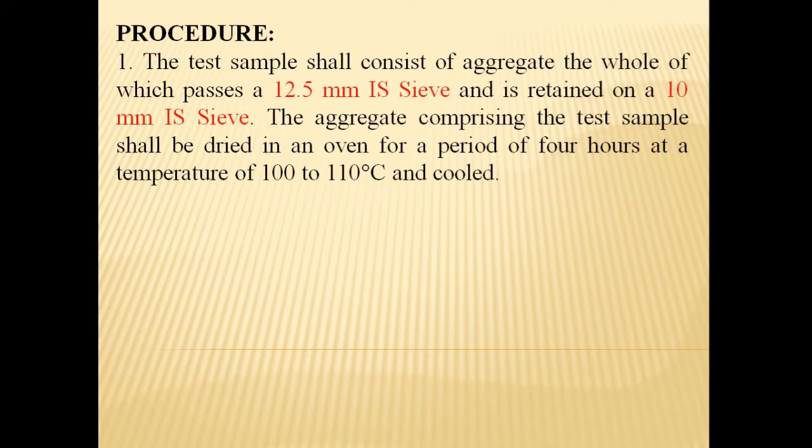Procedure: the test sample shall consist of aggregate, the whole of which passes a 12.5 mm IS sieve and is retained on a 10 mm IS sieve. The aggregate comprising the test sample shall be dried in an oven for a period of 4 hours at a temperature of 100 to 110 degrees Celsius and cooled.